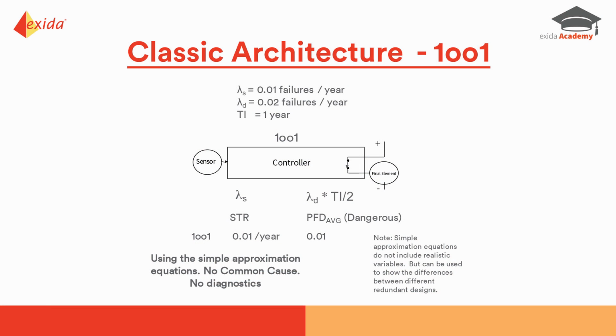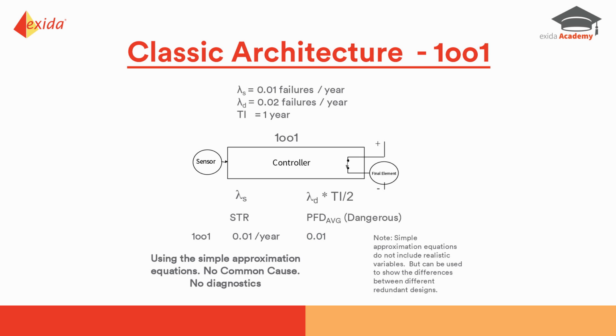Now, if we pick some standard, just some round number failure rates, and use a test interval of 1 year, and we use some simple numbers and some simple equations, we would calculate a spurious trip rate of 0.01 per year and a PFD average of 0.01 for a test interval of 1 year.